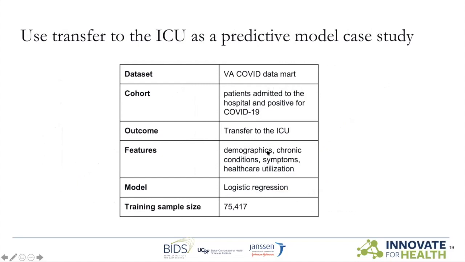Outcome again is transferred to the ICU, and for features we use demographics, the chronic conditions, symptoms, medications, healthcare utilization, many of the same features that we just talked about. We just did this very simply with a logistic regression model. We have a training sample size of about 75,000 patients.